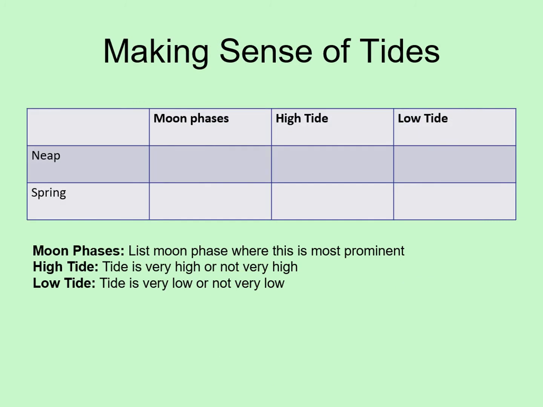Now you should fill in this table describing spring and neap tides, including what happens to the low and high tides at each, and what the moon phase has to be.